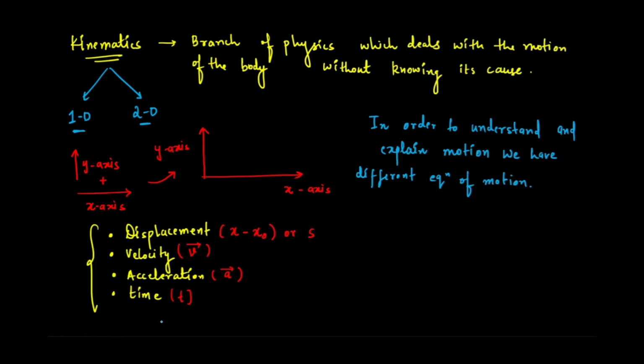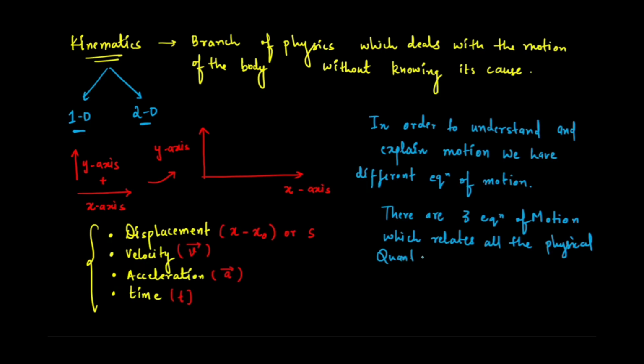So, using these physical quantities, we have created three equations of motion. So, I would write there are three equations of motion which relate all the physical quantities. Like how? Let us understand.